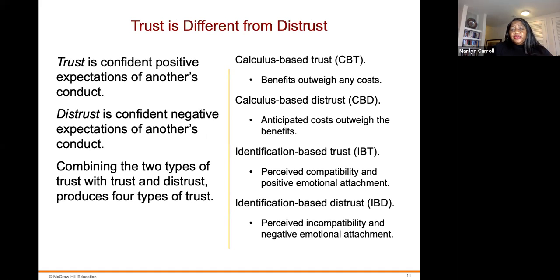So trust is different from distrust. Trust is confident, positive expectations of another's conduct. Distrust is confident, negative expectations of another's conduct. Combining the two types of trust with trust and distrust produces four types. Calculus-based trust, where benefits outweigh any cost, and calculus-based distrust, where anticipated cost outweighs the benefits. Identification-based trust, perceived compatibility and positive emotional attachment. And then identification-based distrust is perceived incompatibility and negative emotional attachment.